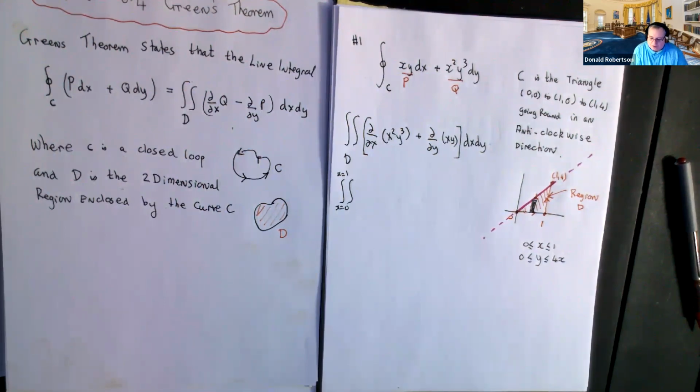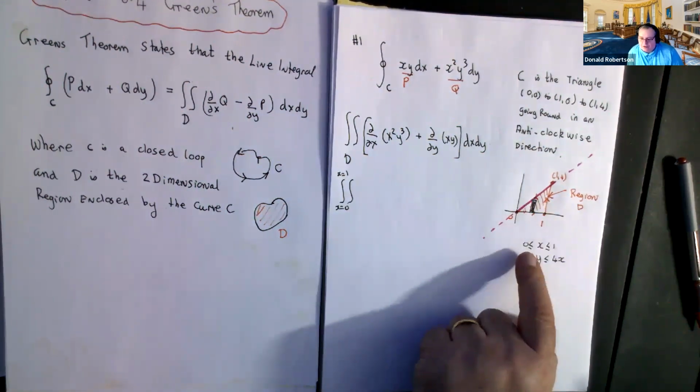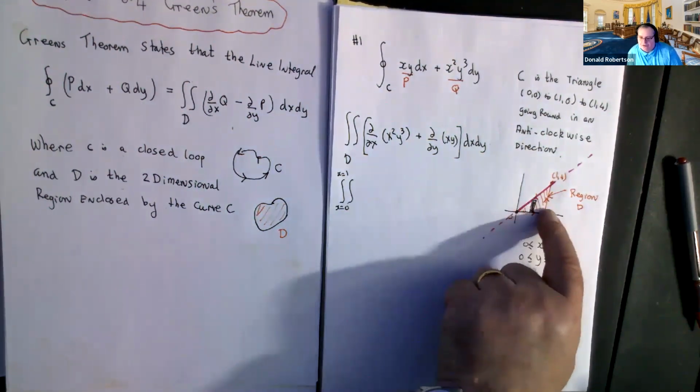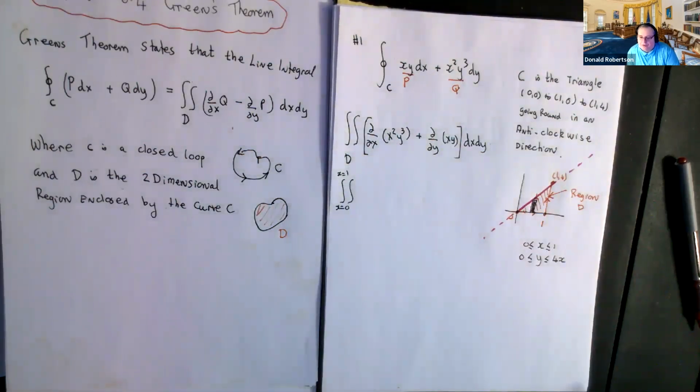Okay. So are you comfortable right now with how I created the limits of integration for this region based on the fact it's a triangle and that we're going to go around it in an anti-clockwise direction? I'll take a thumbs up if you're good. I'll take a thumbs down if you're not so sure.